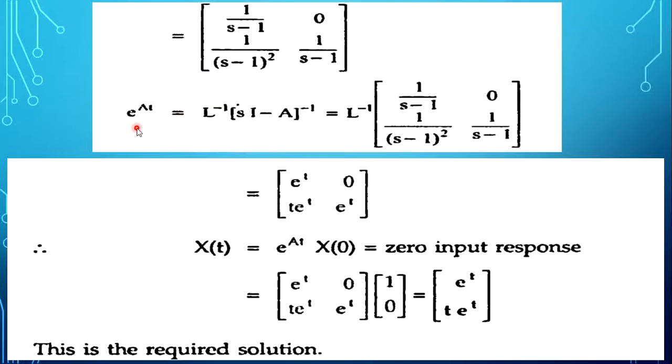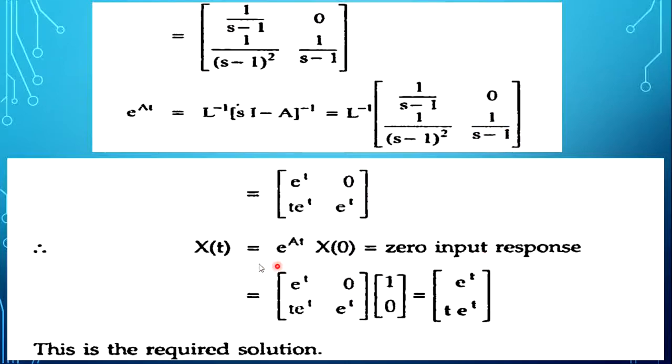To find out e to the power At, e to the power At is L inverse of the whole inverse of sI minus A, where for every term present inside the matrix we have to take the inverse Laplace transform. So L inverse of 1 by s minus 1 is e to the power t. This is 0. For this term it is t e to the power t, and for this term e to the power t.